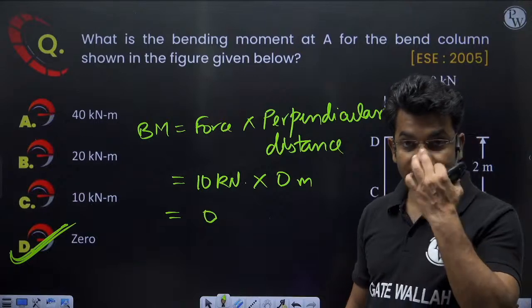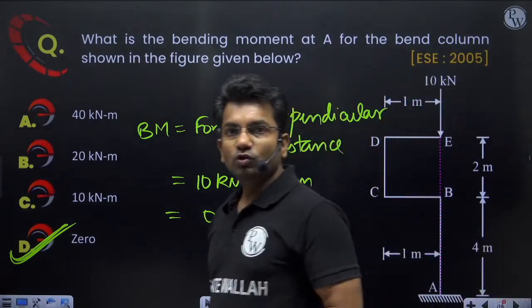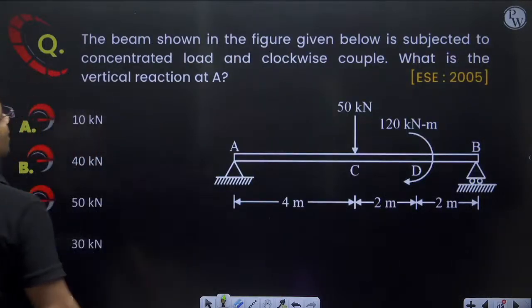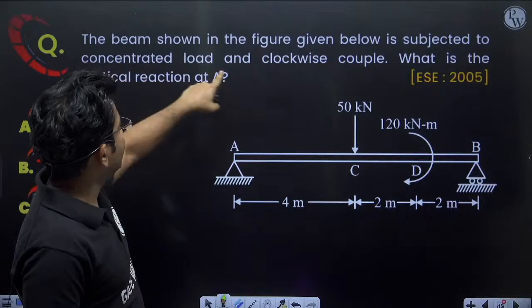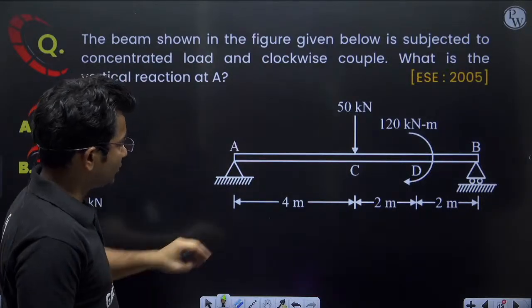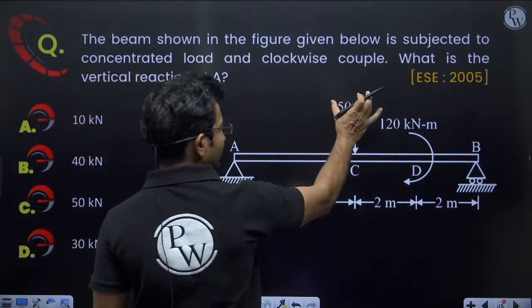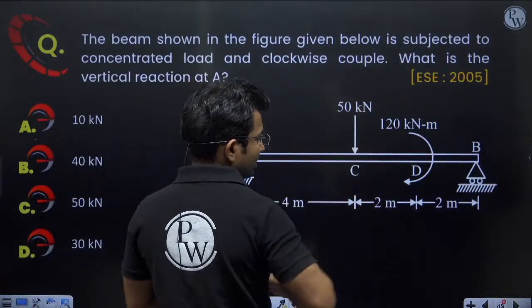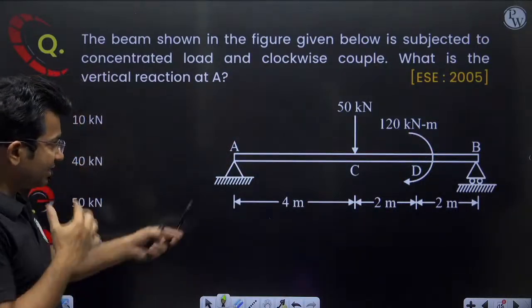Is it clear? Yes or no? Clear? Let's move on to the next question. The beam shown in the figure given below is subjected to concentrated load and clockwise couple. So this is the beam, and on this beam we have two types of loading. One is a concentrated load and another is a couple of 120 kilonewton meter. Now what is the vertical reaction at A?